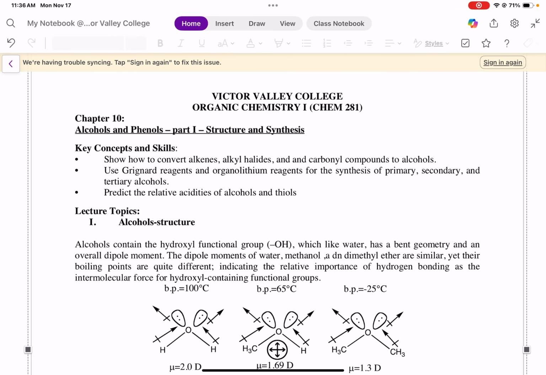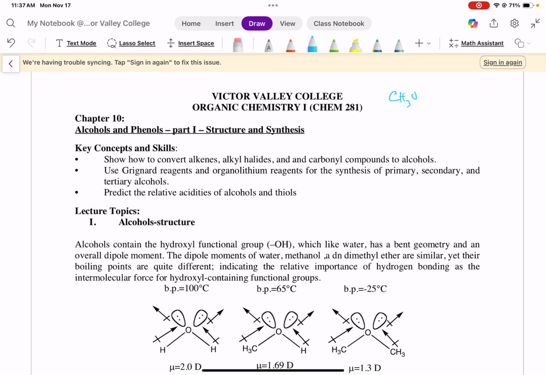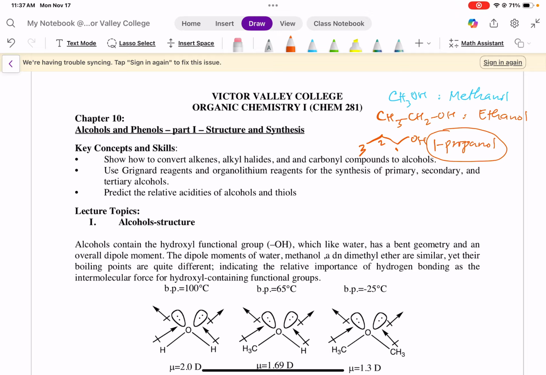All right, so we got CH3OH, that's methyl alcohol or methanol. We got CH3CH2OH, that's ethyl alcohol or ethanol. And of course, if you have three carbons, 1, 2, 3, then we have to be specific: 1-propanol, because the alcohol is on carbon number 1.